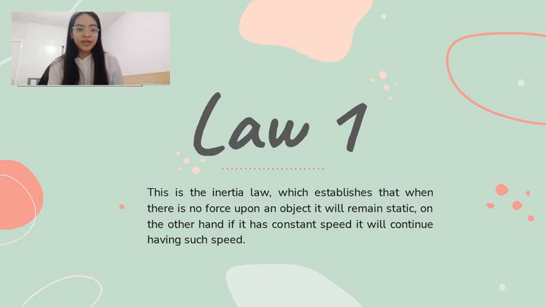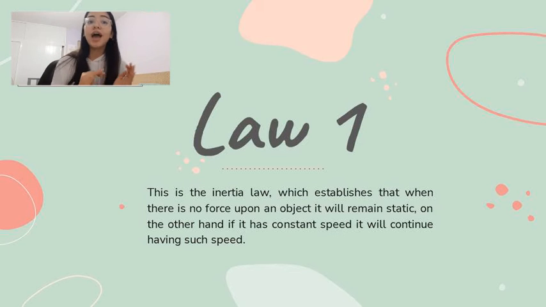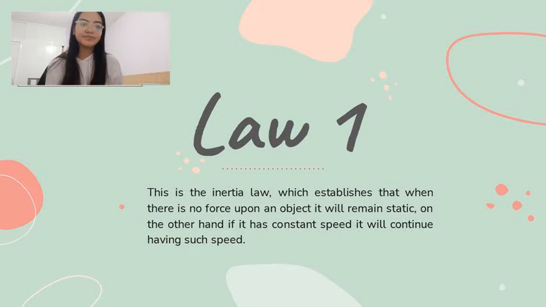I'm going to explain the inertial law. This law established that when there is no force upon an object, that object will have to remain static. And on the other hand, when there is a force on an object, if it has a constant speed, it will continue having that speed.